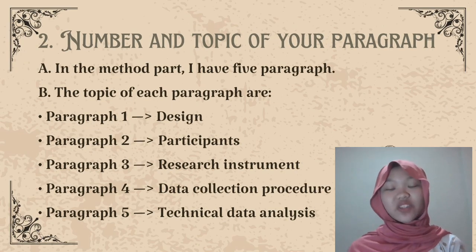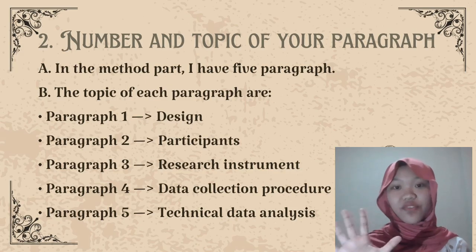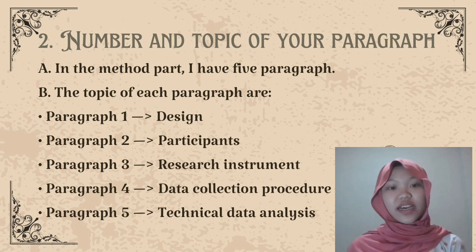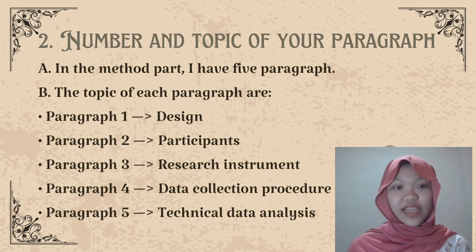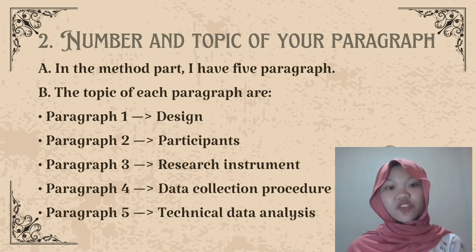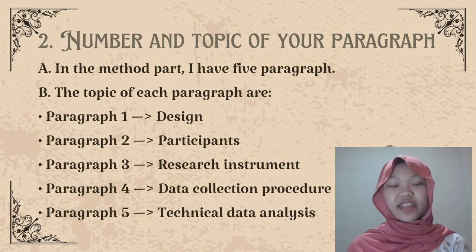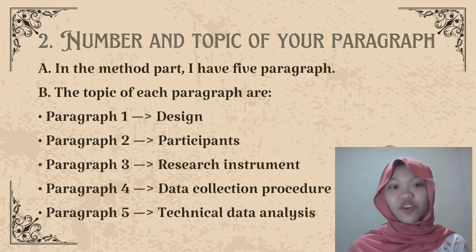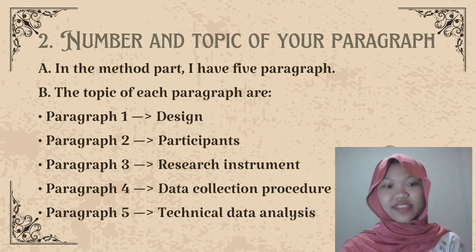Two. Number and topic of your paragraph. A. In the method section, I have 5 paragraphs. B. The topic of each paragraph are: in paragraph 1, the topic is design. In paragraph 2, the topic is participants. In paragraph 3, the topic is research instrument. In paragraph 4, the topic is data collection procedures. And in paragraph 5, the topic is technical data analysis.